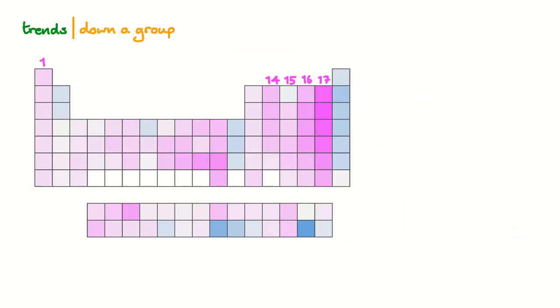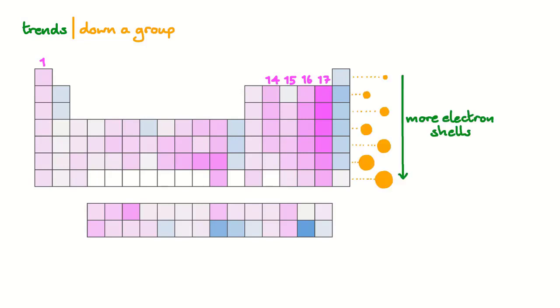Let's look at the trend going down a group first. This trend is strongest in groups 1, 14, 15, 16 and 17. As we go down a group on the periodic table, atoms of the elements get bigger and bigger and bigger as they have more electron shells. With similar elements, as the size of the atoms increases, the attraction to an extra electron will decrease.